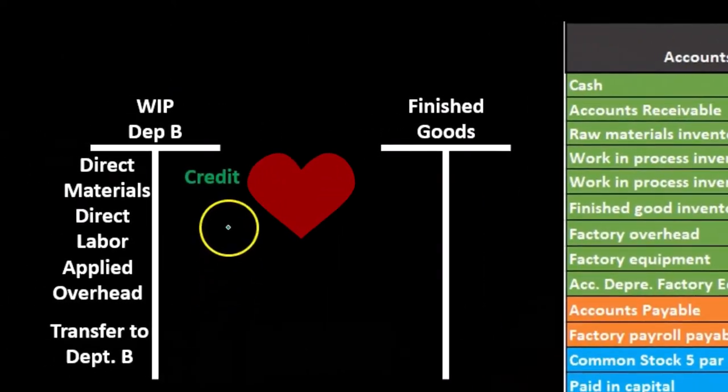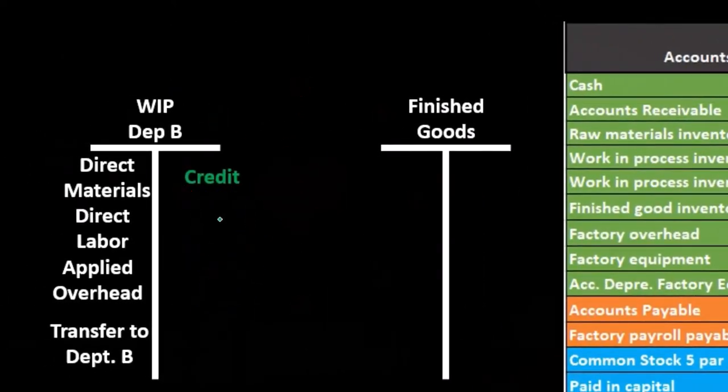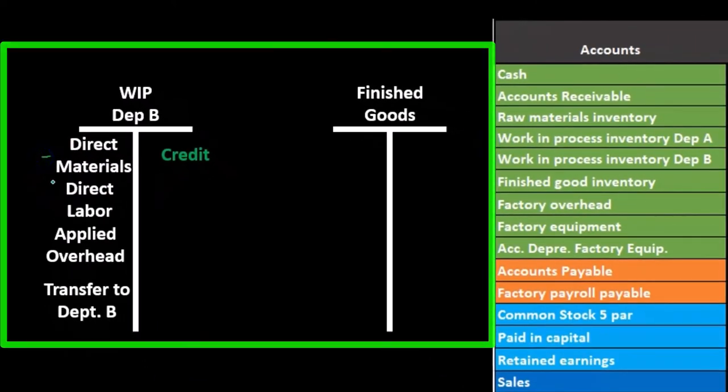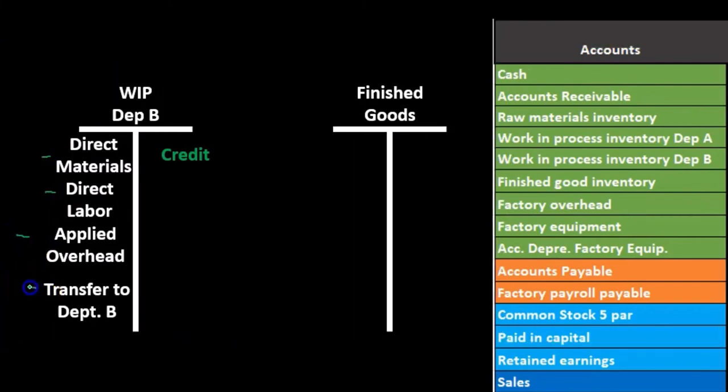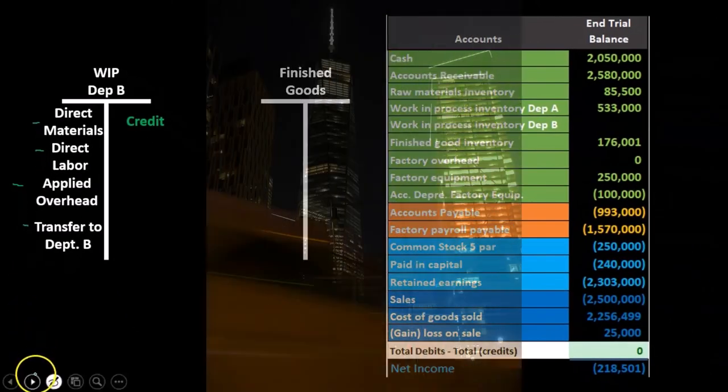Next item, at some point, we're going to finish the work in process for department B. And notice that includes now the direct materials for department B, like the wrapper and stuff. And then we've got the direct labor for department B, the overhead for department B, and then the stuff that was transferred, of course, from department A to department B.